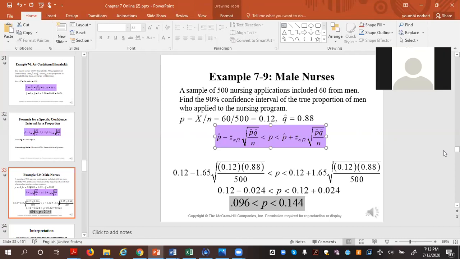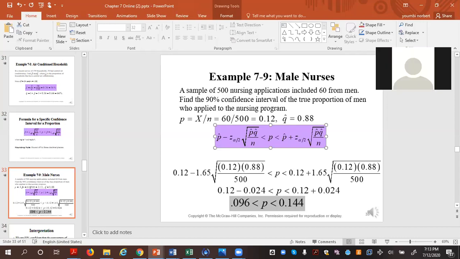Okay. So if you look into this formula, what we actually need is P hat, which is 0.12, Z alpha over 2. I know it's 1.65, and you will have 1.65 here. Now you do square root, P hat again, 0.12, Q hat 0.88, N is 500. So that is what you fit into the formula that we have here.